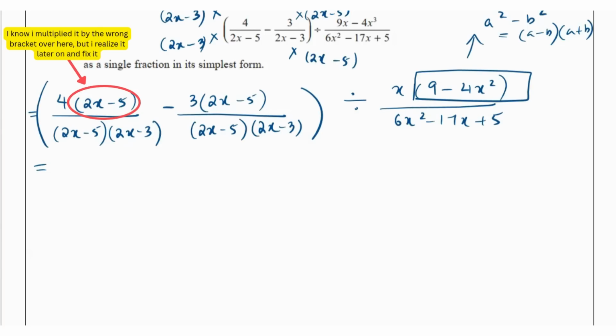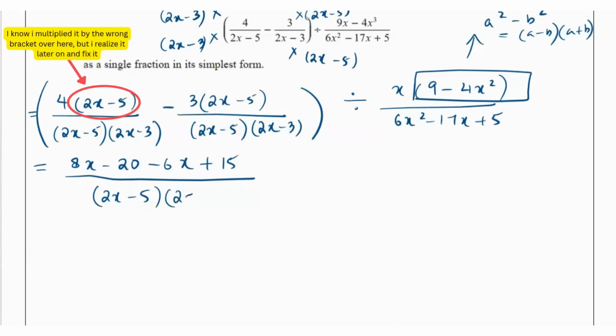So the first fraction, let's expand that. 8x minus 20 minus 6x plus 15. Please make sure that you're taking the negative sign with 3. It's negative 3 now. So negative 3 times 2x and negative 3 times negative 5. And over here we have 2x minus 5 times 2x minus 3. I'm not expanding these brackets because we're trying to simplify it. There's no point in expanding the bracket if they want the simplified version, because then you'll have to simplify those brackets again. So let's stick to brackets.